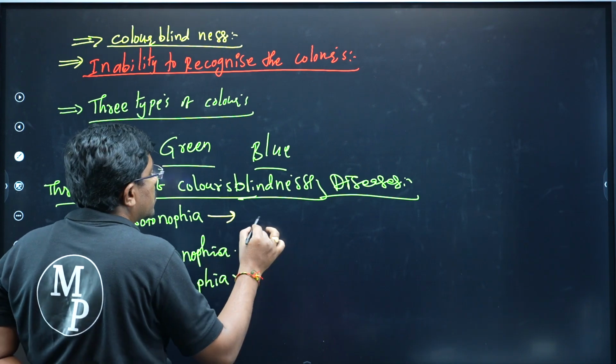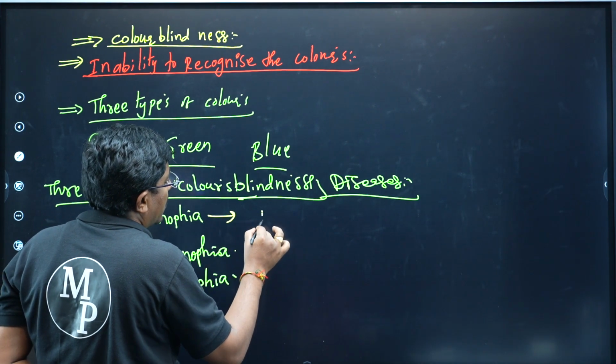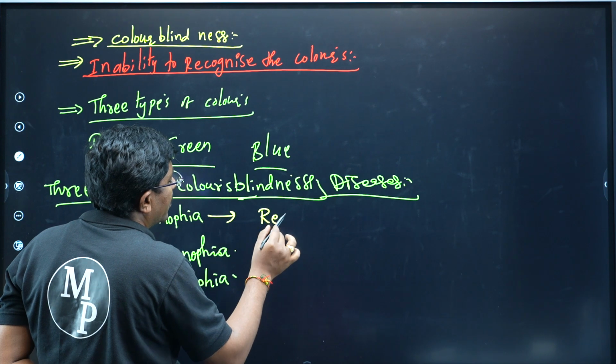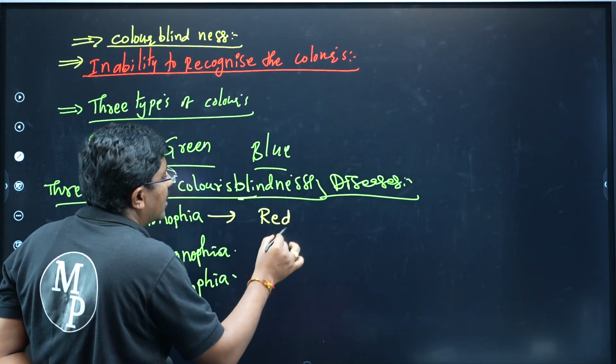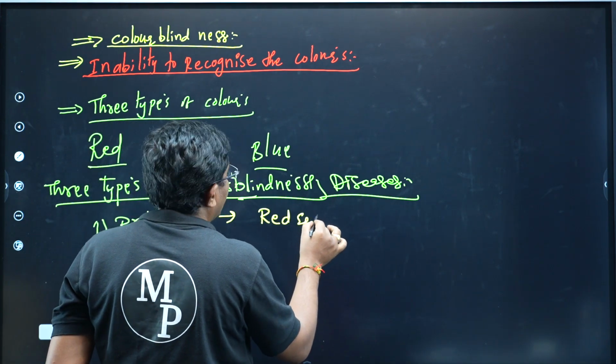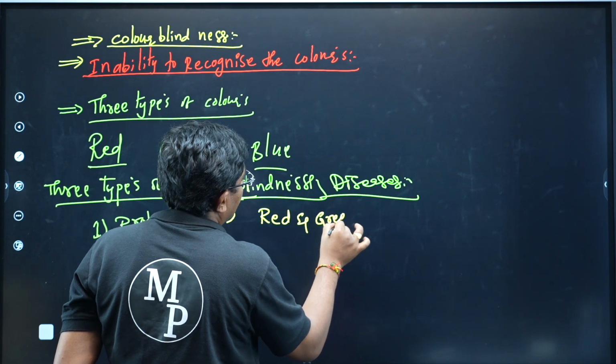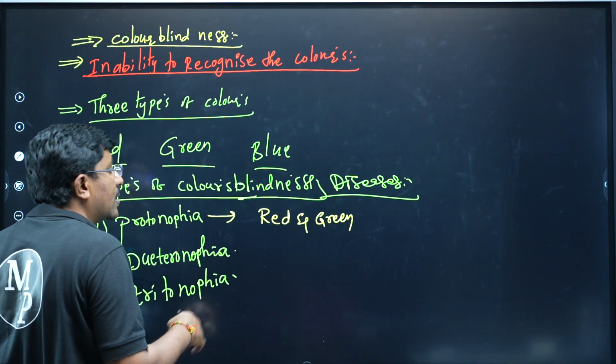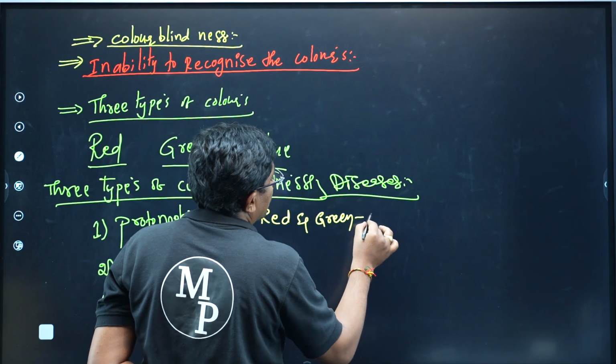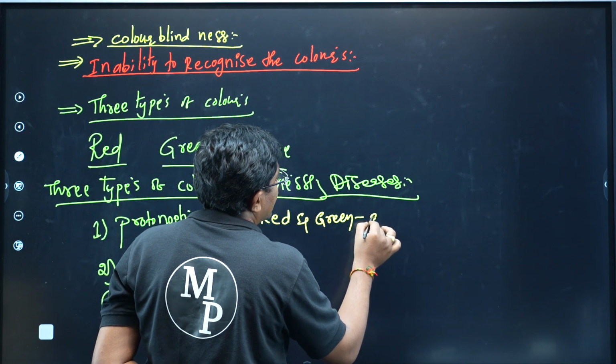Okay. So in this, which person is unable to recognize red and green color? Red and green color. So unable to recognize.